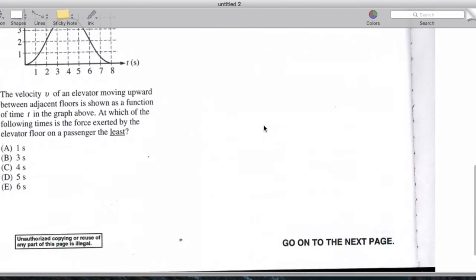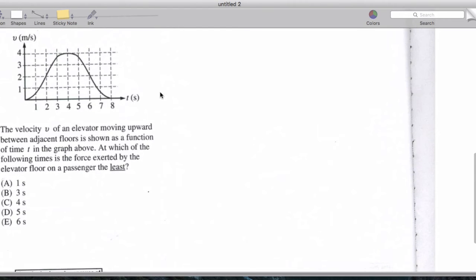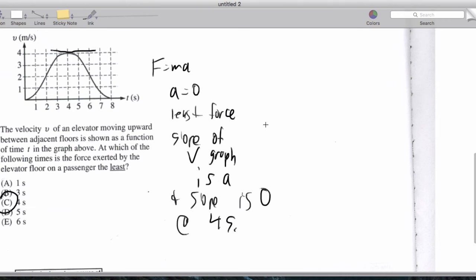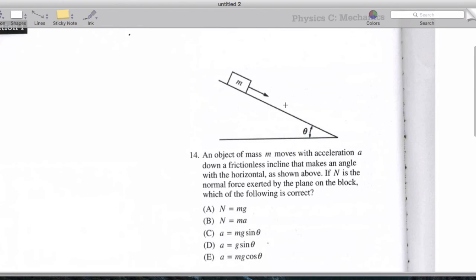All right, and then this one here. The velocity of the elevator, we want to know where the force exerted is the least. Well, force is mass times acceleration, and the acceleration is 0, right? That gives us the least force. So when does that happen? Well, the slope of the v graph is a, so we get a slope of 0, and the slope is 0 at 4 seconds. All right, so there's that.